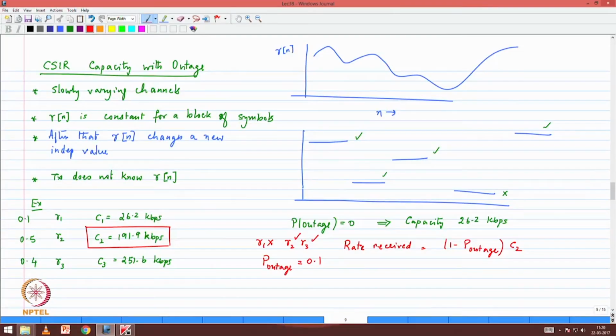The rest of the time it will go through. I am transmitting information at rate C2, that's 191.9. But with 0.1 probability the data will not get through. So the effective rate at the receiver will be 1 minus probability of outage into C2. That basically is 0.9 times 191.9, which is 172.7 kbps.